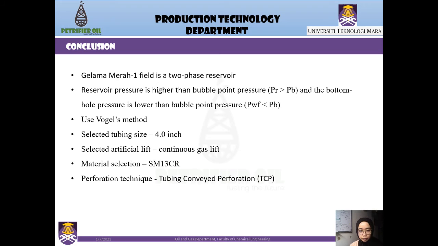From the well deliverability part, we have selected the tubing size, which is 4.0 inch. And the selected artificial lift is continuous gas lift, as it is more economically viable compared to ESP. For the material selection, we have selected the SM13CR to cater to the corrosive part, since we have CO2 percentage which is 2.85%. For the perforation technique, we have selected the tubing conveyed perforation for this well. So I think that's all for the production technology department. That's all from me. Thank you.